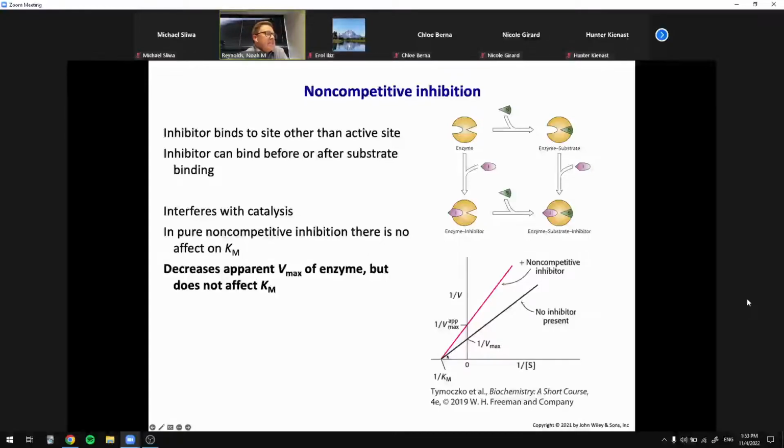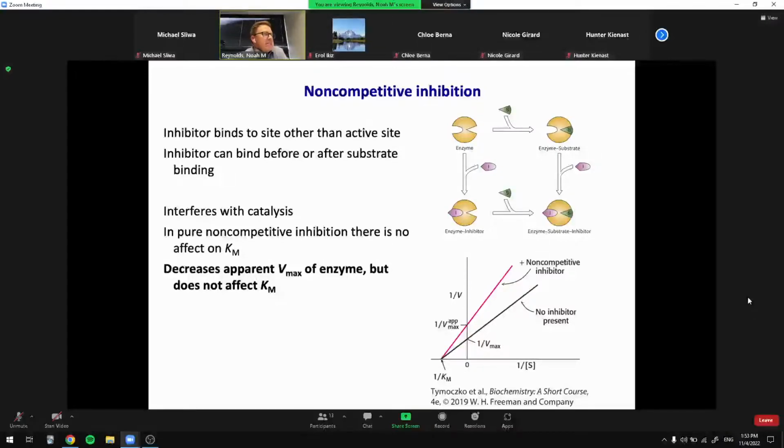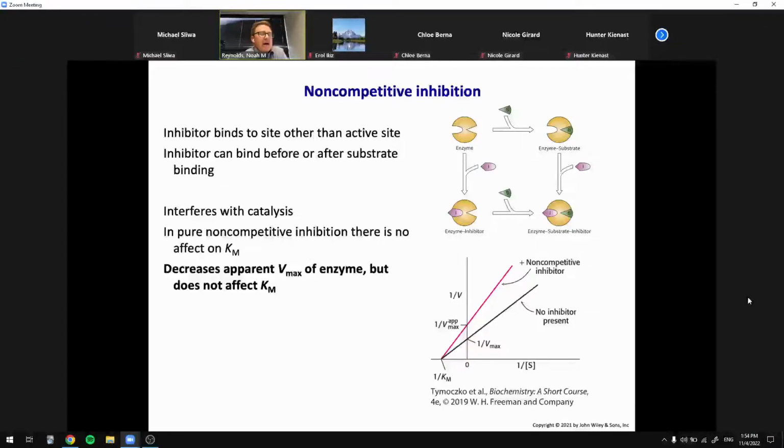And in this case, we see a change in the slope, but what we see is that Km hasn't changed, right? So in this case, the substrate is still able to bind the active site and it binds it. But what we're going to do is change the activity of the enzyme. And so in this case, adding more substrate doesn't let the enzyme overcome the inhibitor.